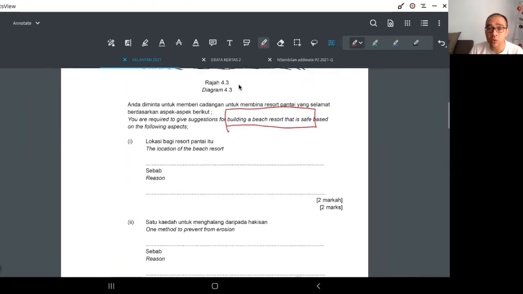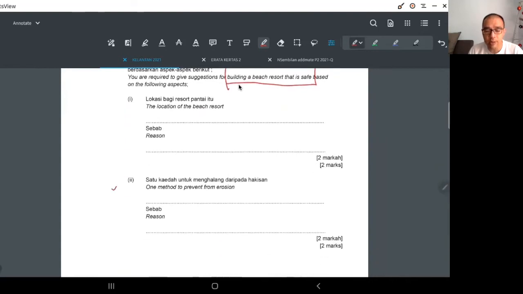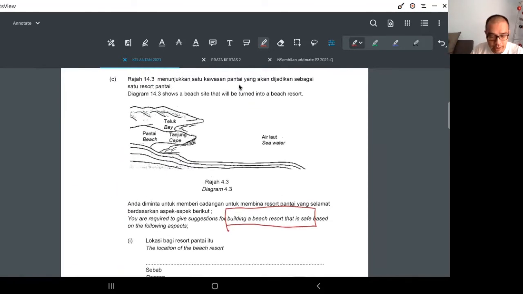There are only 2 parts. Now, the second question seems a bit simpler. There are many ways to prevent erosion. You can actually put anything that you want, but the location is very important. If you know beaches, generally there are two locations lah. Either it is at the bay or it is at the cape.